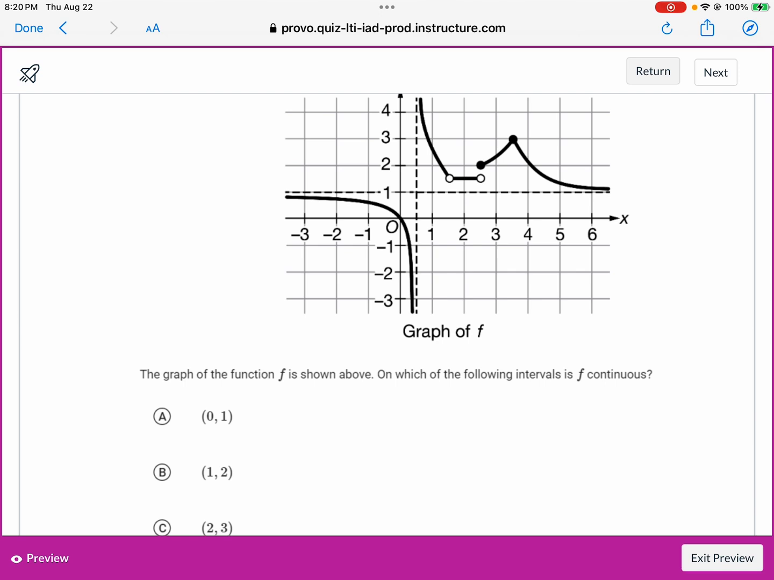The graph of f is shown above. On which of the following intervals is f continuous? So yeah, just check these intervals. So like 0 to 1, and just make sure that there's no discontinuities in there. So I'll let you guys do that one.